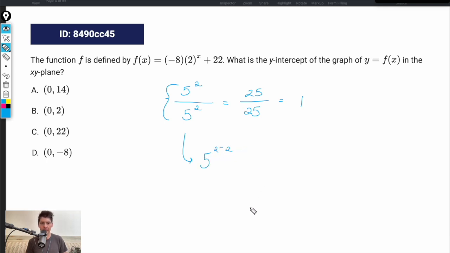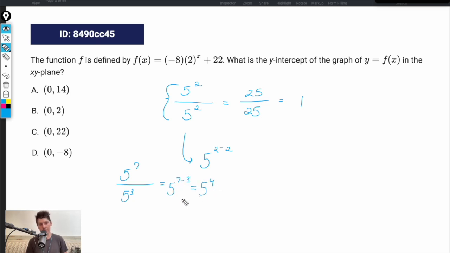Because if you're dividing two values and they have the same base, you can just subtract the exponents, right? So to back up, let's say you had 5 to the 7 over 5 cubed. That would be 5 to the 7 minus 3, or 5 to the 4. That's a property of exponents.